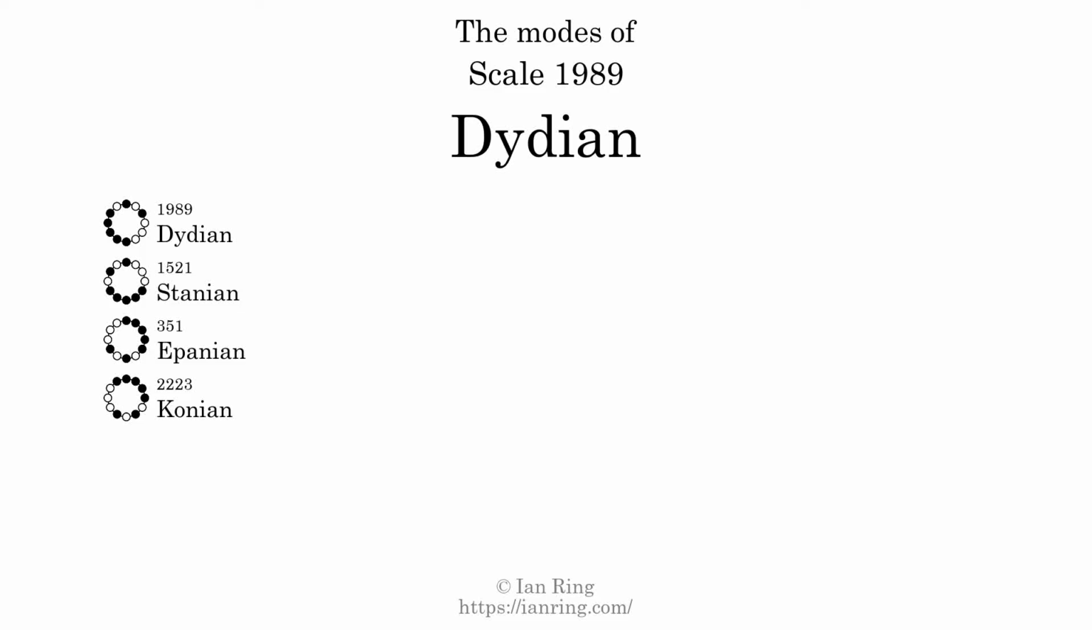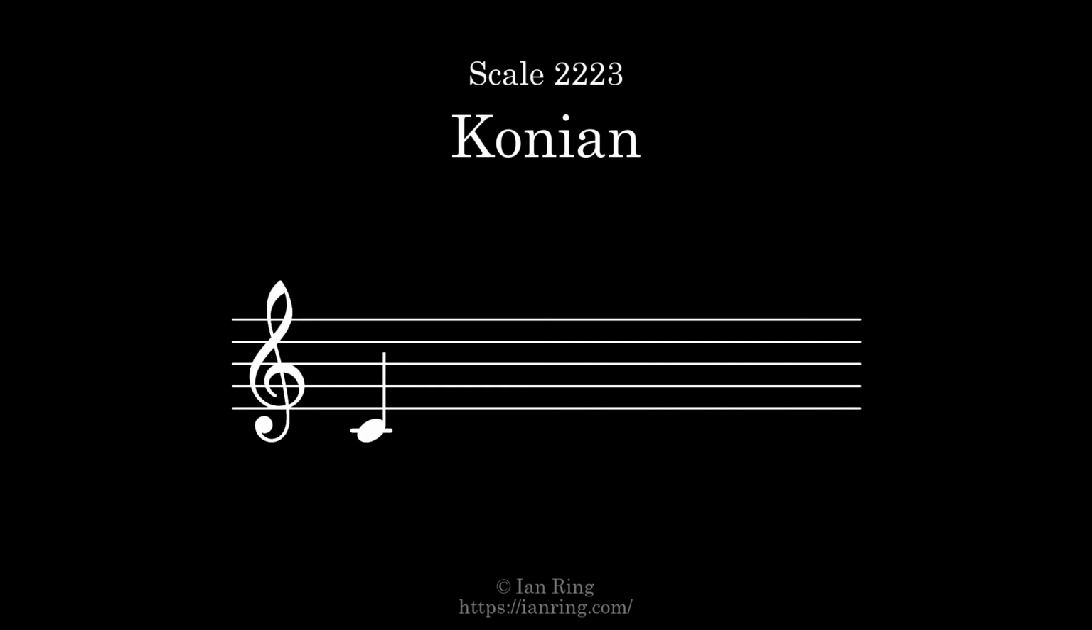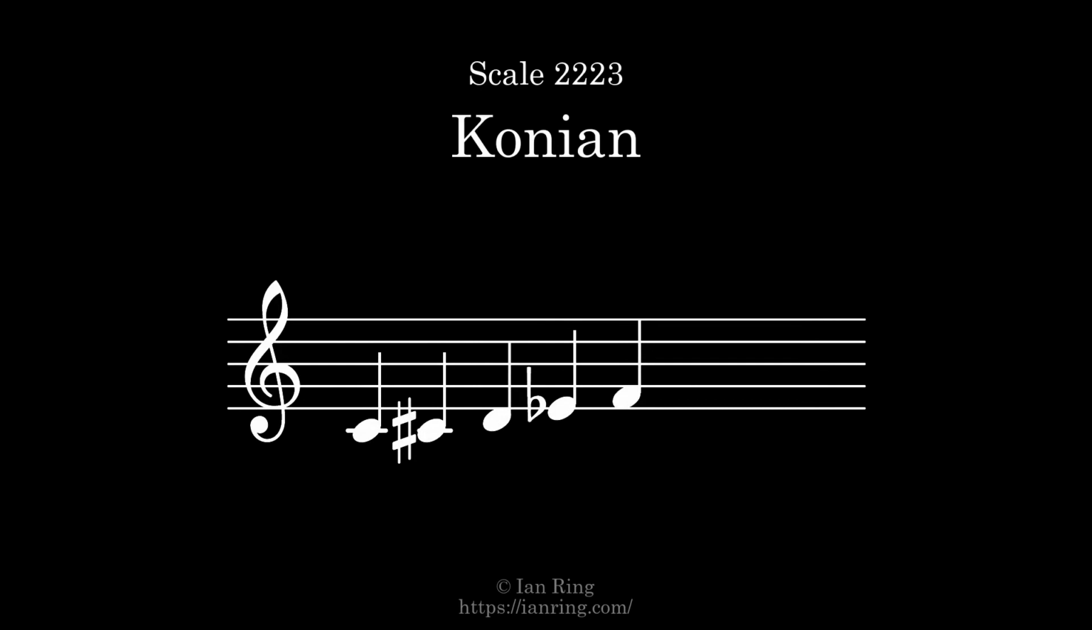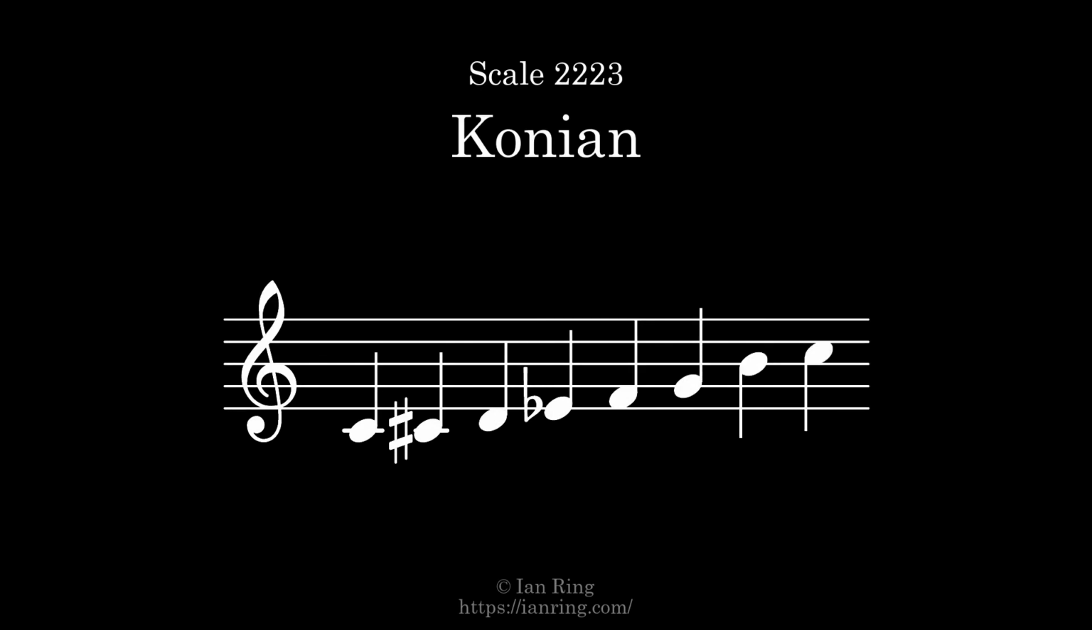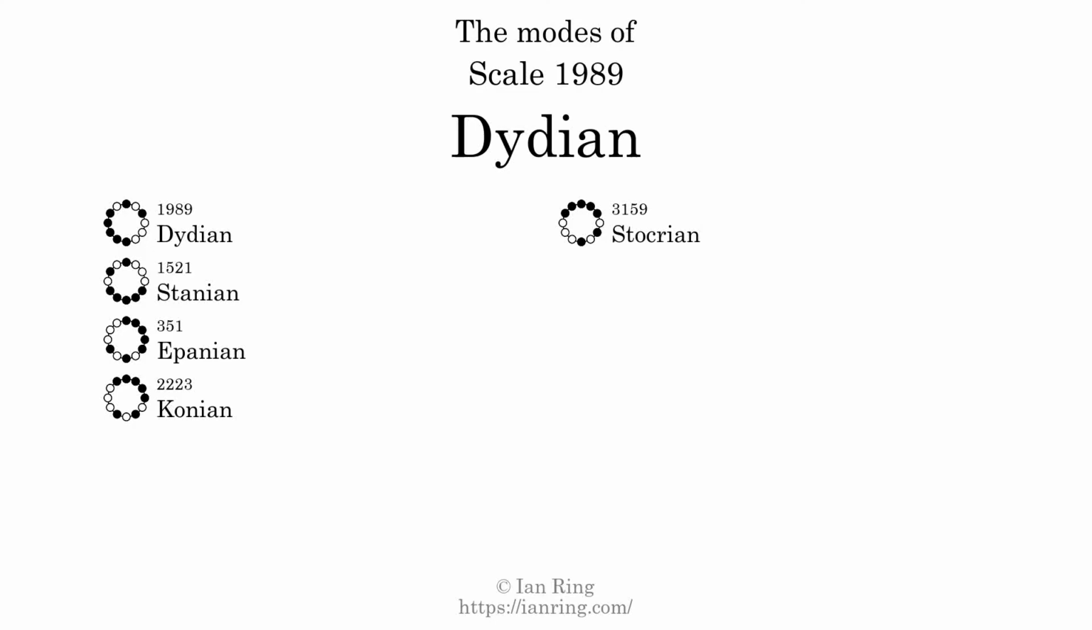The fourth mode is scale 2223, also known as Conian. It sounds like this. The fifth mode is scale 3159, also known as Stokrian. It sounds like this.